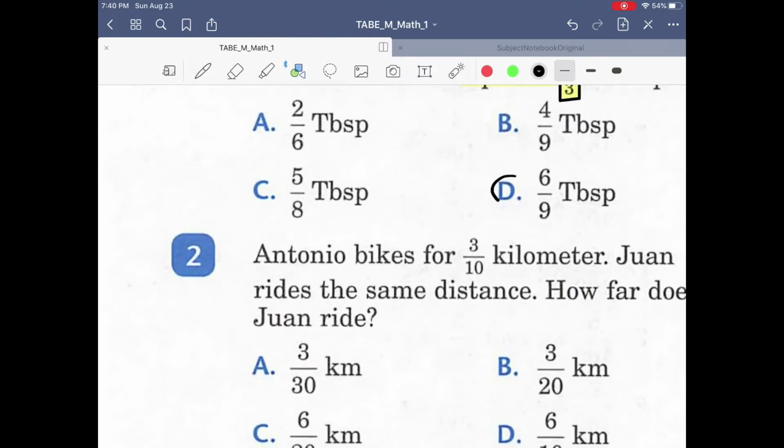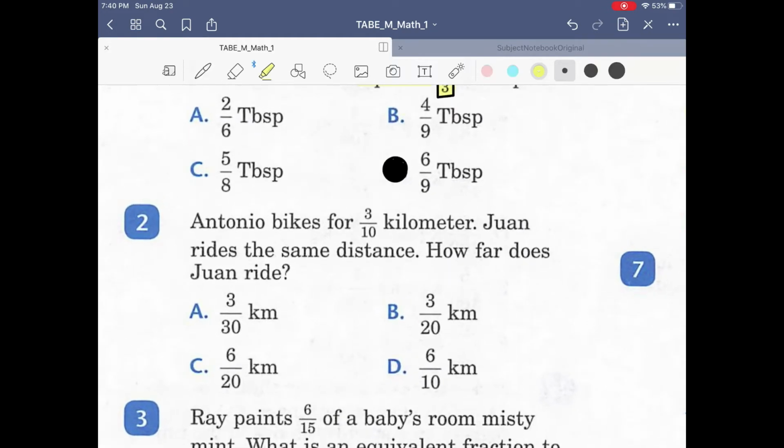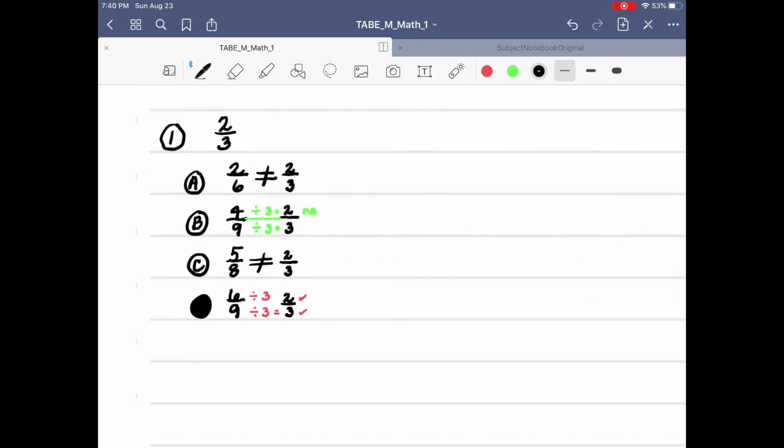Number 2. Let me go ahead and mark this one. Antonio bikes for 3/10 kilometer. Juan rides the same distance. How far does Juan ride? Well, they're telling us that Antonio and Juan are equal. So we're going to compare these fractions to 3/10 to see which one we need.